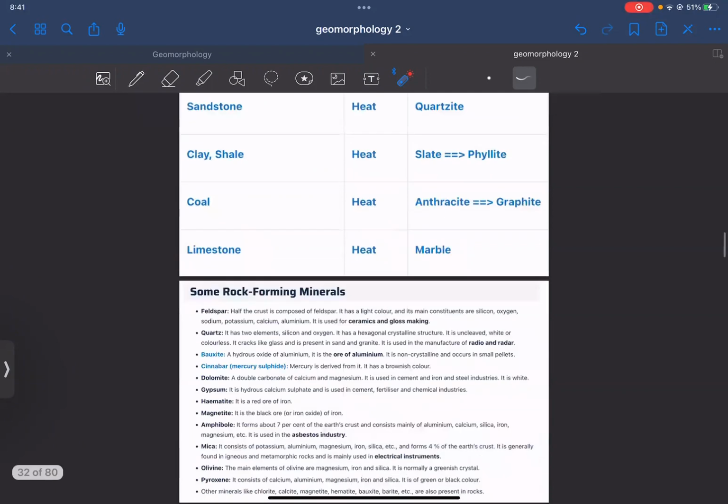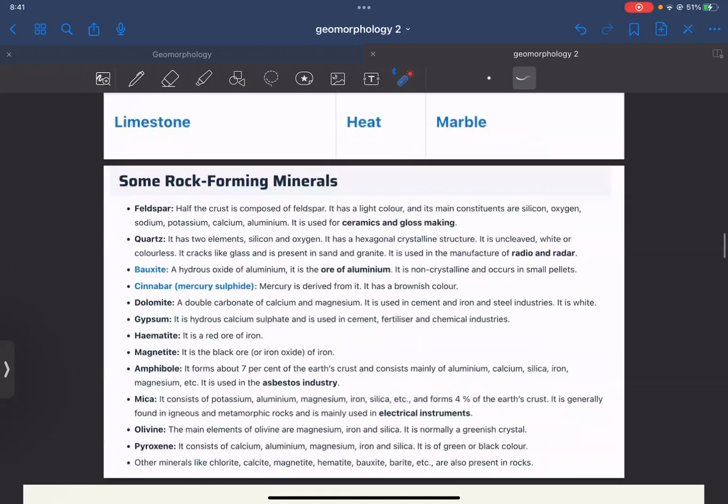All right. Then some important minerals, because UPSC has been asking questions on these, and we will definitely explore the minerals topic in detail, like where minerals are found in India and their properties. But for the basic part, let's have a look at feldspar, right? It has silicon, oxygen, sodium, potassium, calcium, aluminum. It is used for ceramics and glass making.